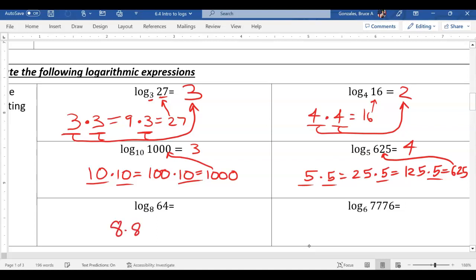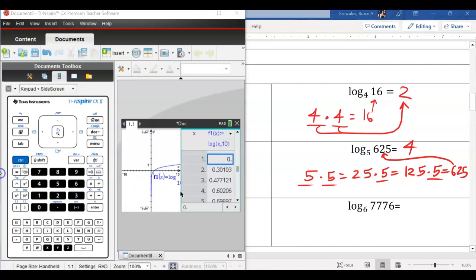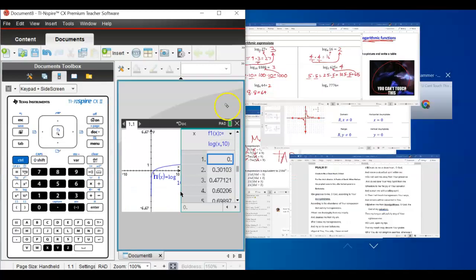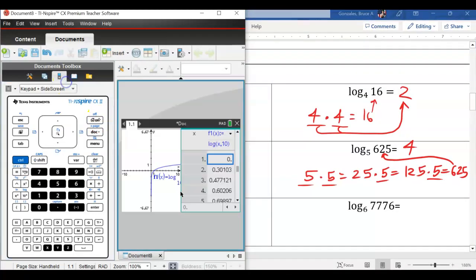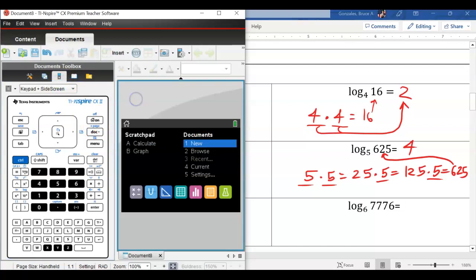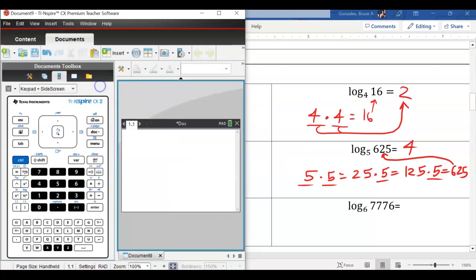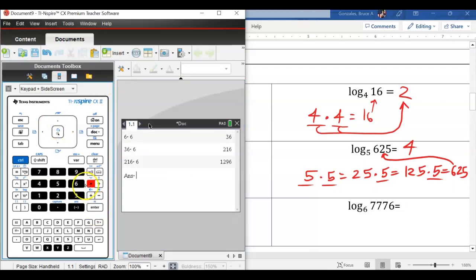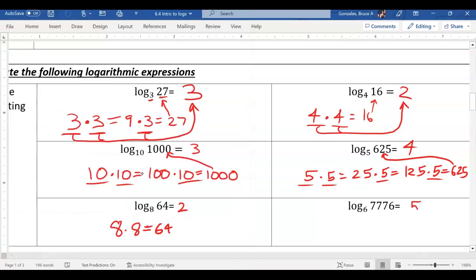We know 8 times 8 is 64, so that's really just 2 8s, which is 8 squared. And then for this one, we can actually use our calculator, probably help us out. How many times is 6 going to multiply to get 7,776? Let's try it. 6 times 6 times 6 times 6 times 6. There we go. We get 7,776 when we have 1, 2, 3, 4, 5, 6 being multiplied. Okay.